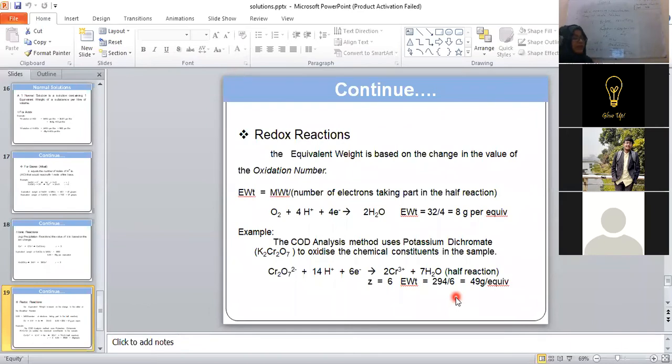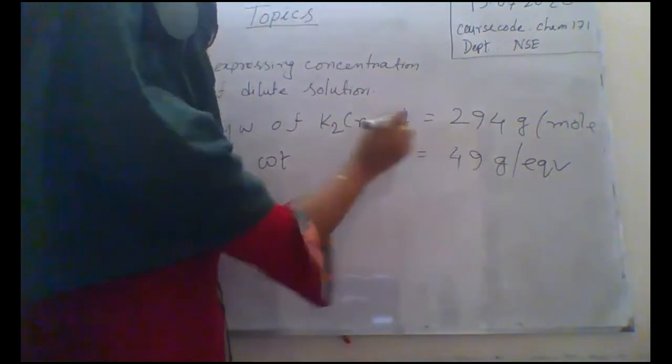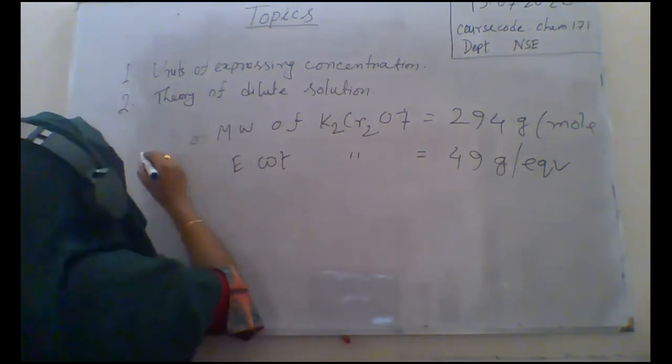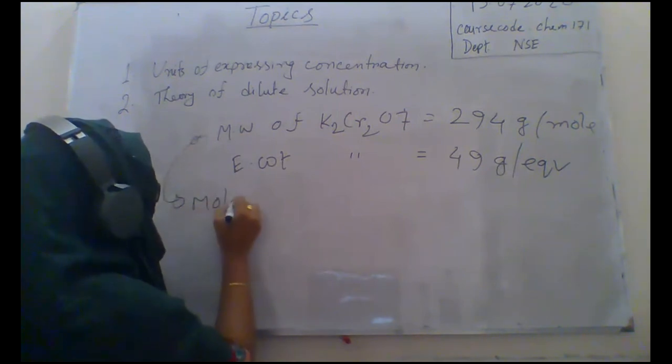Now I'll show you some basic differences between normality and molarity. You just see here, the molecular weight of potassium dichromate is equal to 294 gram per mole. But the equivalent weight of potassium dichromate is 49 gram, 49 gram equivalent. So this is for molarity.